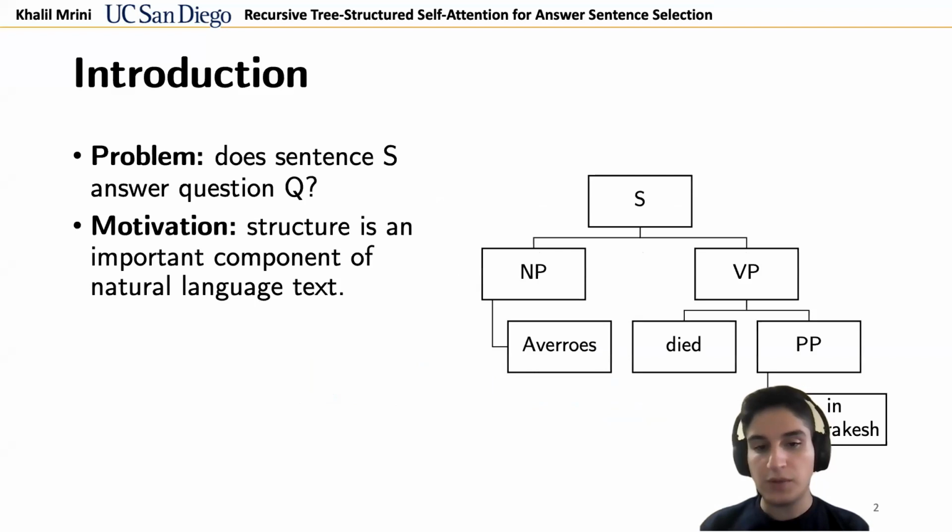So first we're going to introduce the problem. Answer sentence selection, or AS2, is the task of predicting whether a candidate sentence S contains an answer to a given question Q. And the motivation behind our contribution is that syntactic structure is an important component of natural language text. Tree-structured models have been used in a wide range of tasks, including sentence similarity and sentiment analysis.